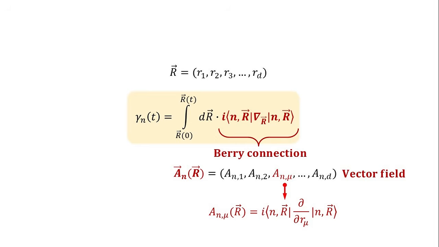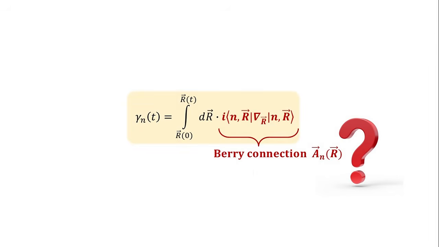Think of the Berry connection as describing the geometry of the quantum states in parameter space. It reflects the local structure of the eigenstate manifold, capturing the dependence of the quantum state on the parameters. I am asking you to think of the Berry connection as acting like a geometric marker that tracks how quantum states vary. This might sound confusing for now, but we will develop these ideas further in this chapter.